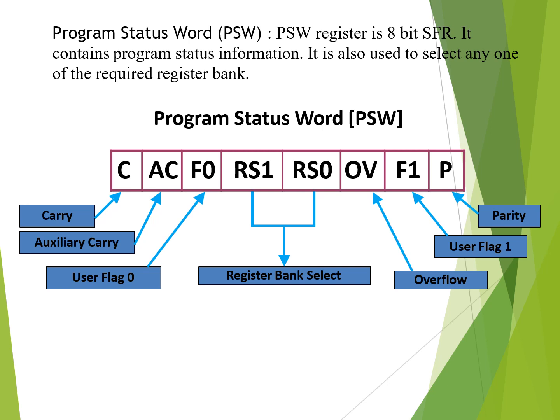The next bit is F0, which is user flag 0. The next bit is the auxiliary carry flag, which will be set if a carry is generated from the lower nibble to the higher nibble of the data. The last bit of the PSW is the carry flag. This will be set if a carry is generated when adding two input data.